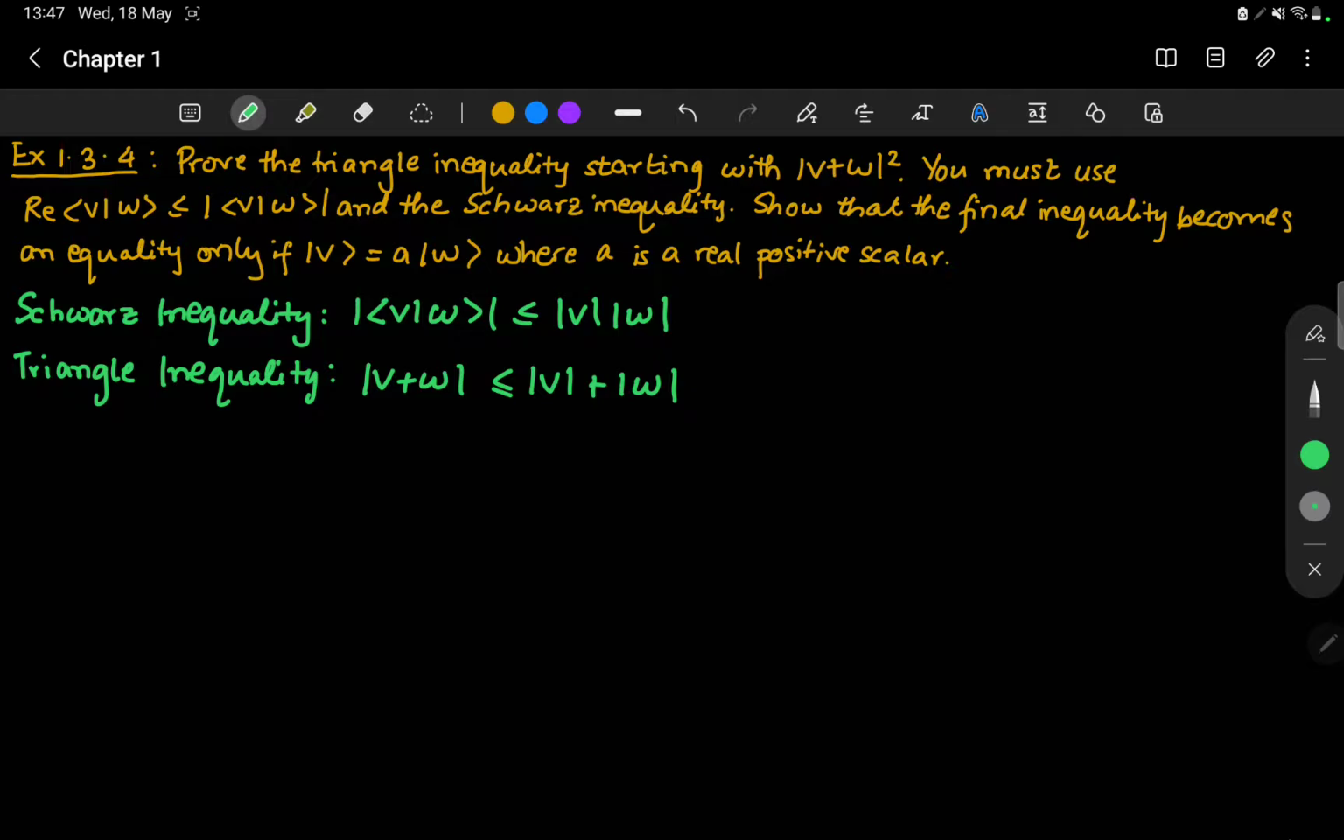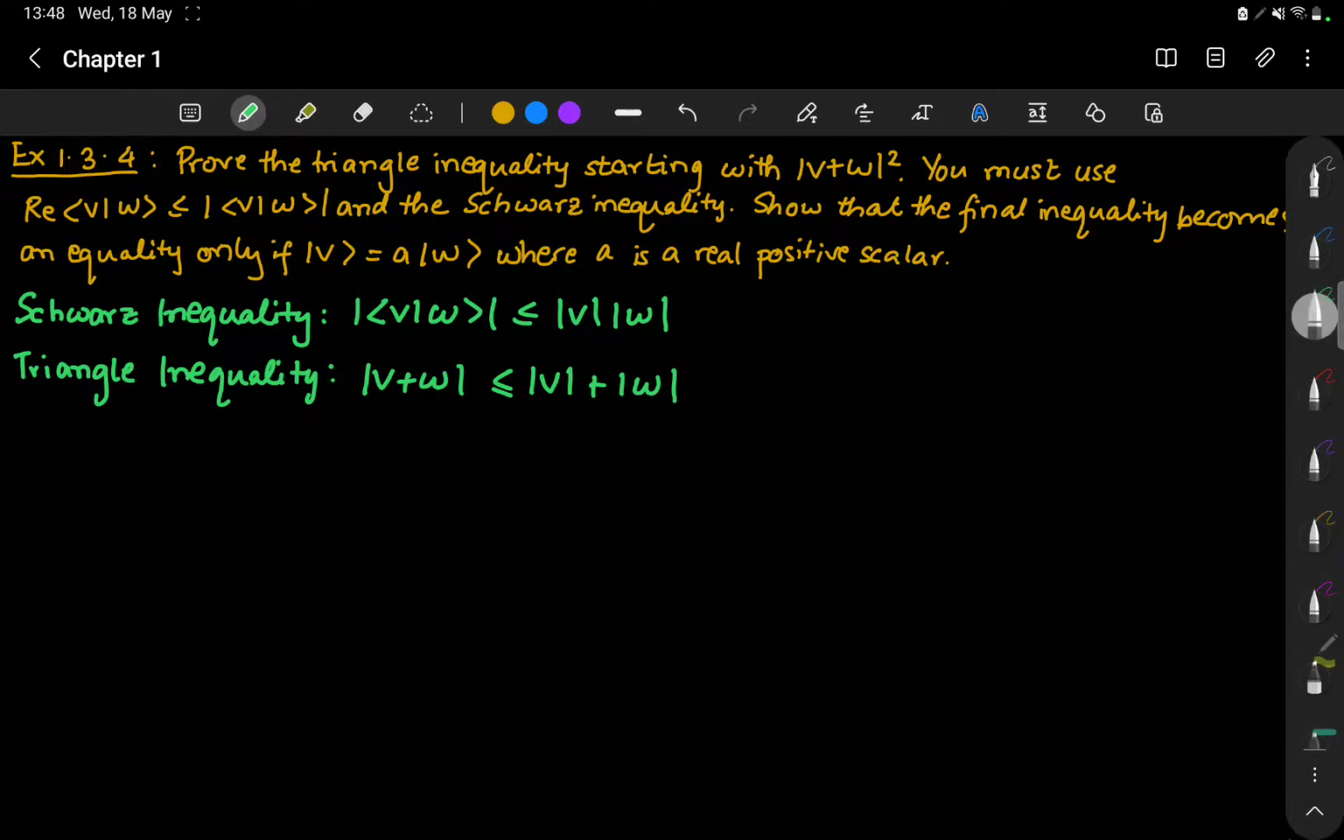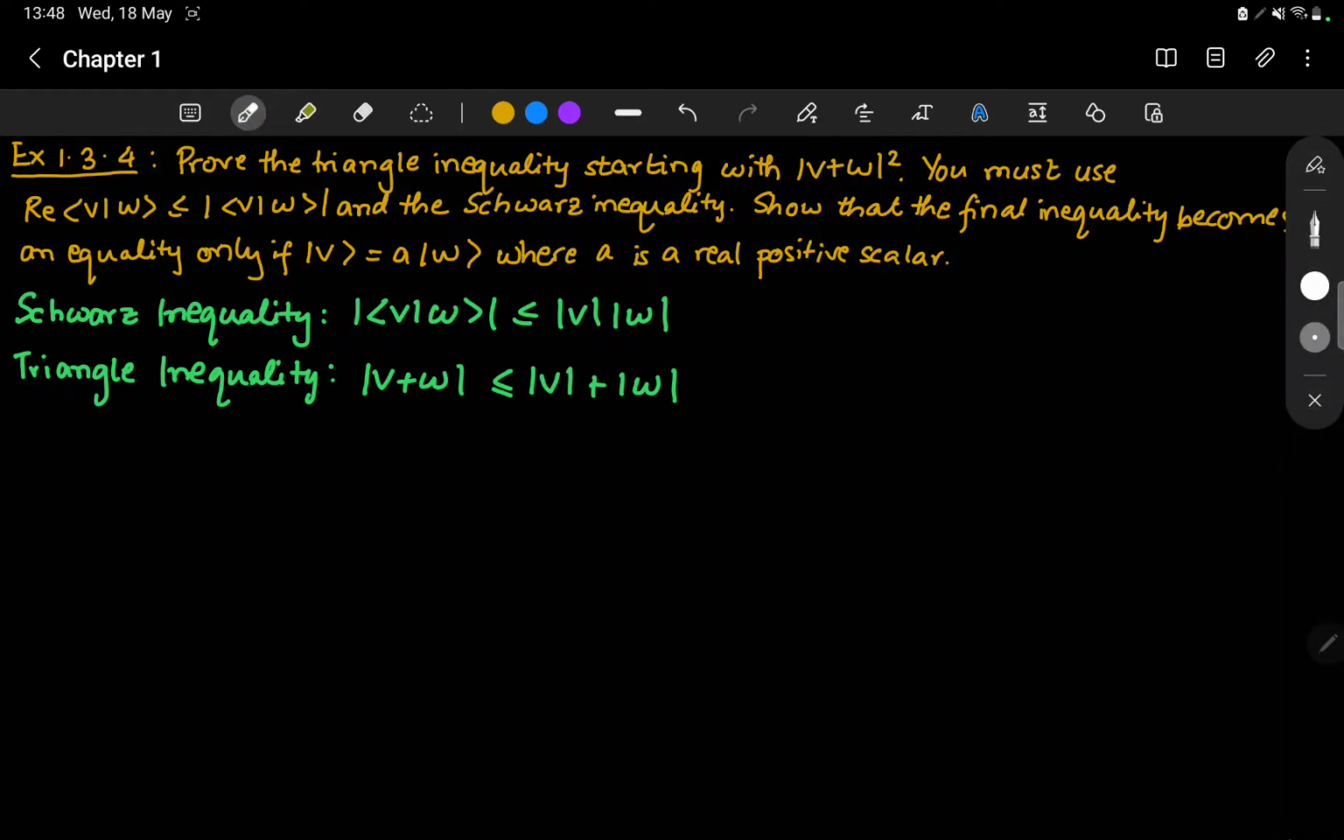Also, we see that we are supposed to use this identity. This identity says that the real part of the inner product between the vectors v and w will be less than or equal to the magnitude of the inner product. So the real part is less than or equal to the magnitude of the inner product. So we are supposed to use these two identities in order to prove the triangle inequality. So let us start proving this inequality and solving this question.